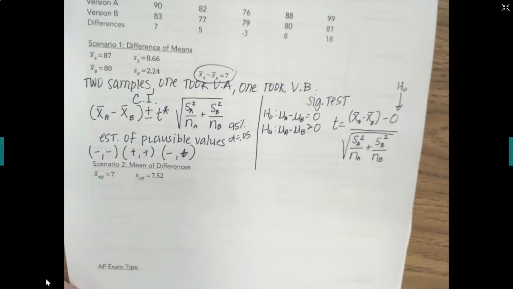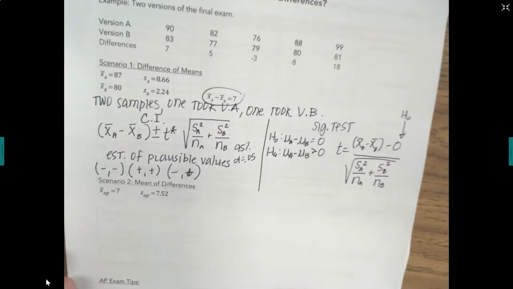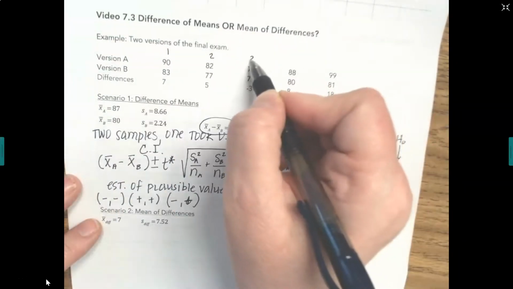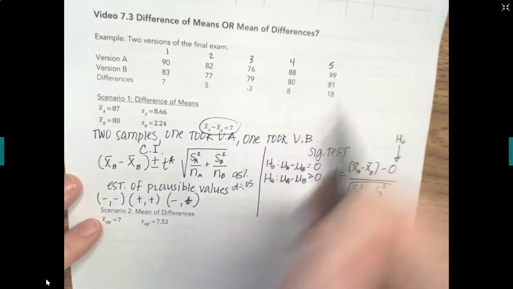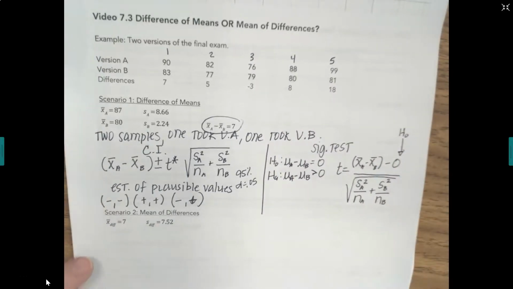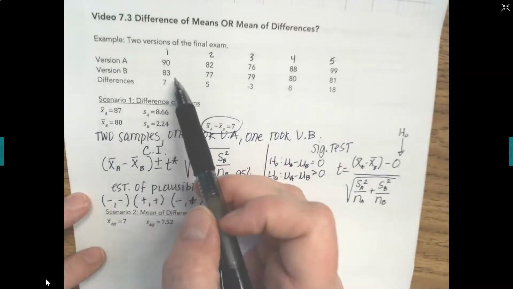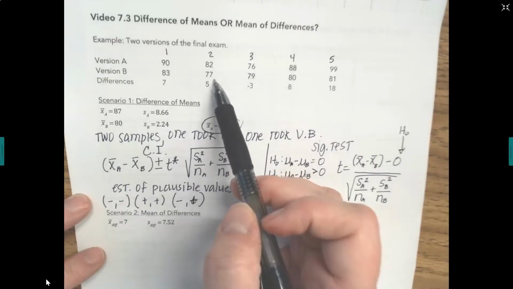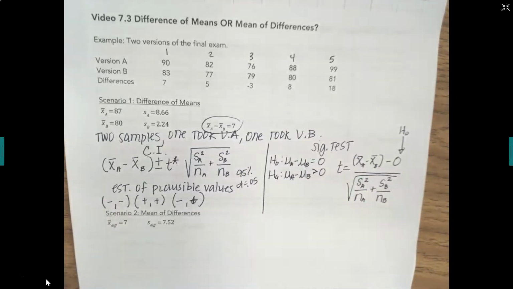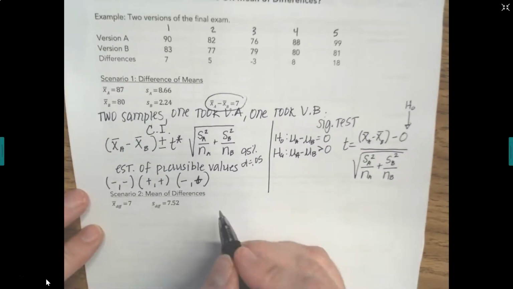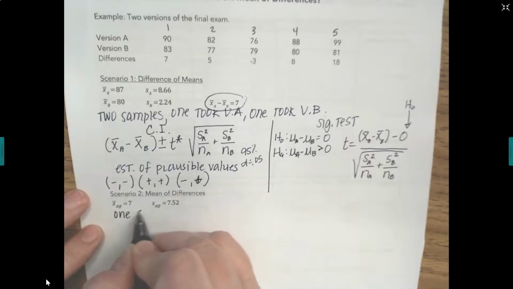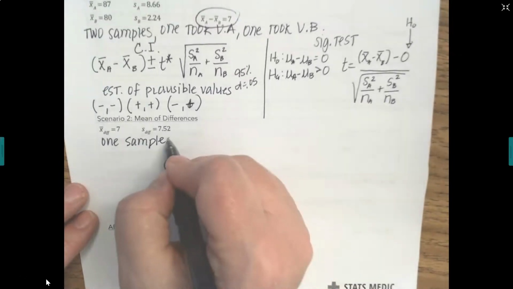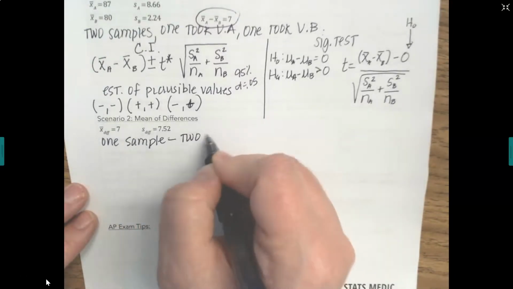Okay. A mean difference would be in this same context. I had 5 students. This is student 1, student 2, student 3, student 4, and student 5. And I had them take the final exam twice. One time they took it with version A and got a 90. The second time they took it with version B and got an 83. Student 2, the first time got an 82. The second time got a 77. So it's the same student doing both tests. So we have one sample. Two scores for one student.